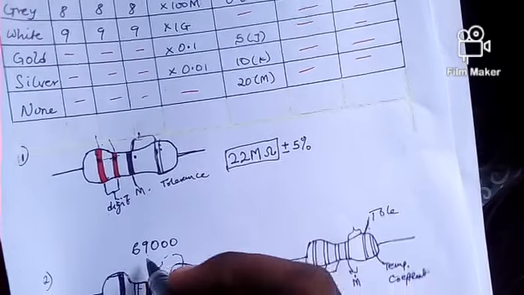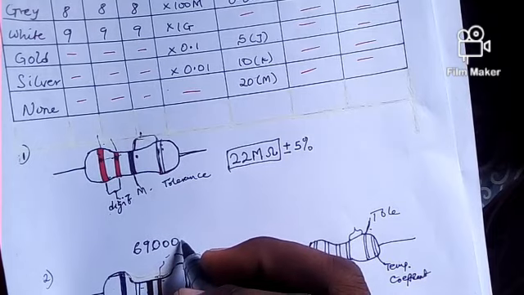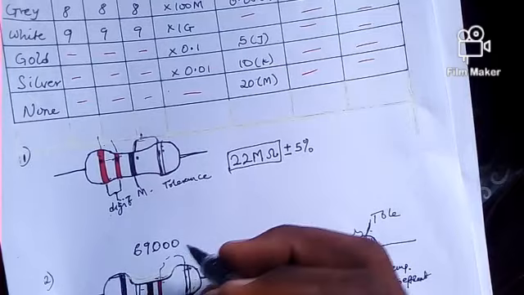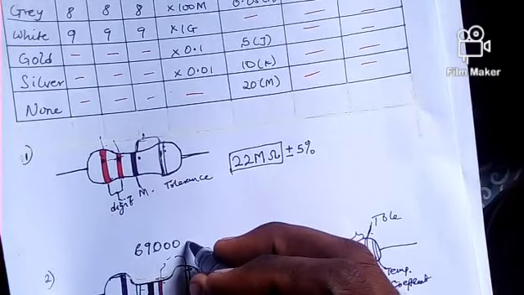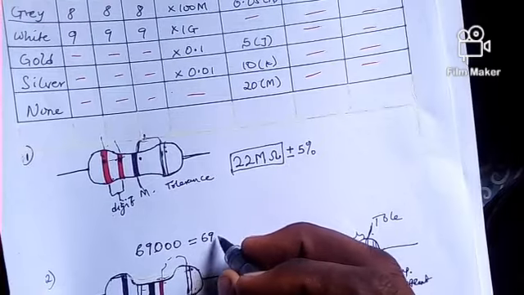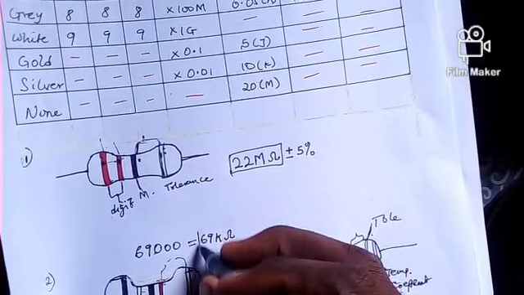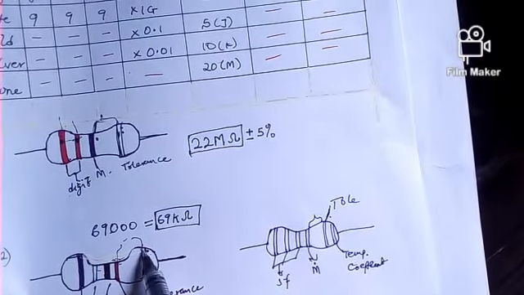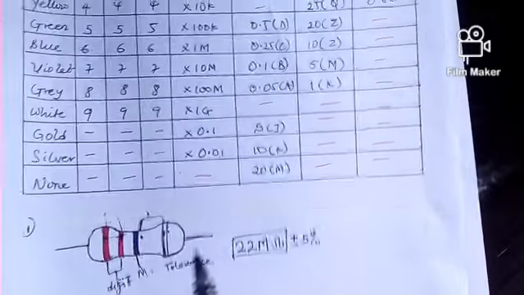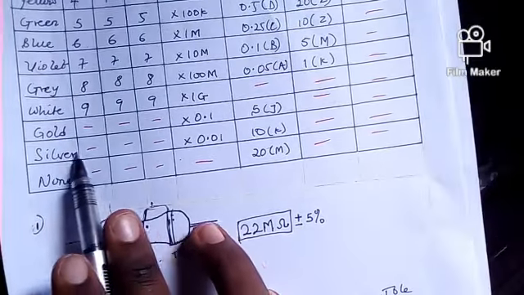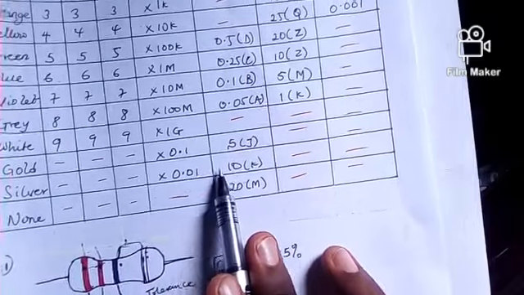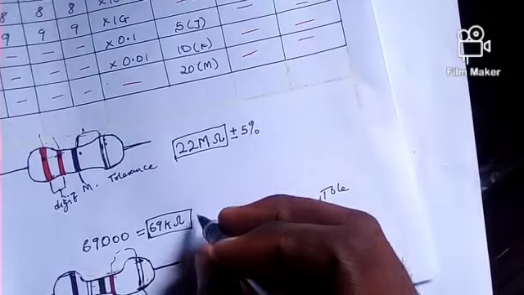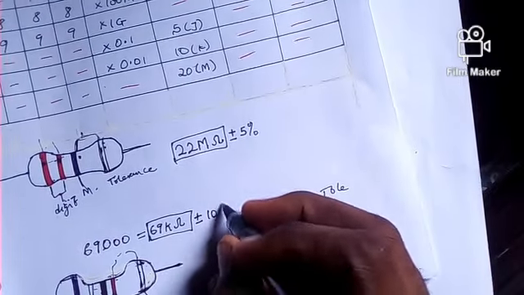So this is 69,000 ohm, and 1000 can be substituted with the value of k. K means kilo, which is 1000. So I can simply call this 69 kilo ohm resistor. Now, what's the tolerance? Let's say the tolerance this time around is silver. So just go down to silver here, and I have tolerance, and the tolerance is 10. 10 means 10%, so it's going to be plus or minus 10%.